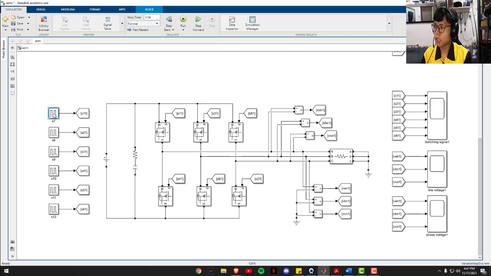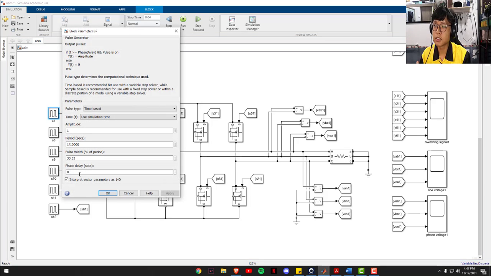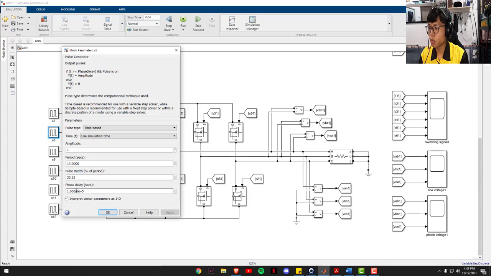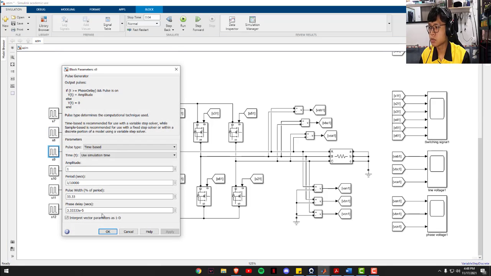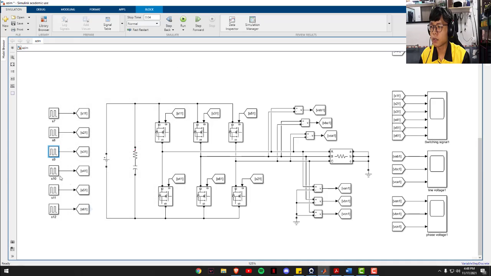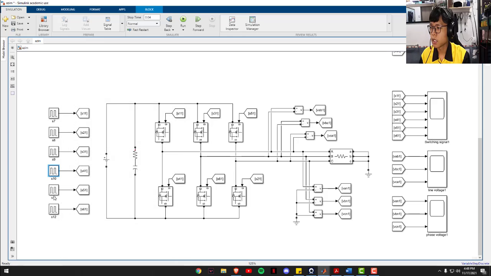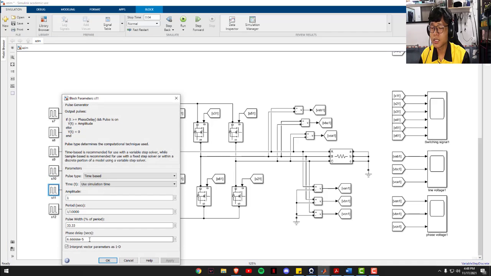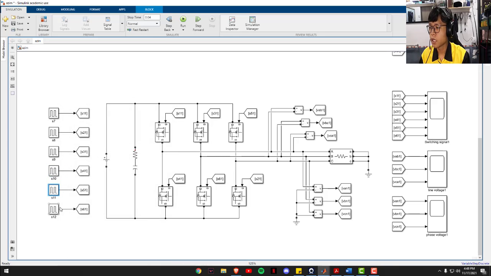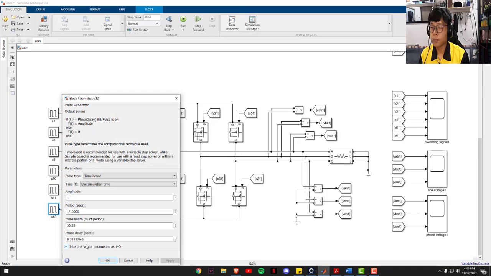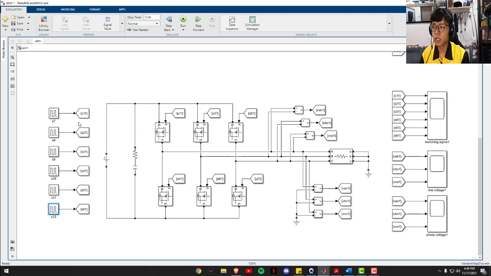The phase delay is the same as the 180 degree. The first one is 0, the second one is 1.666 exponent negative 5, and the third one is 3.333 exponent negative 5. The fourth one is 0.0005. The fifth one is 6.666 exponent negative 5, and the last one is 8.323 exponent negative 5. So here goes the pulse generator.